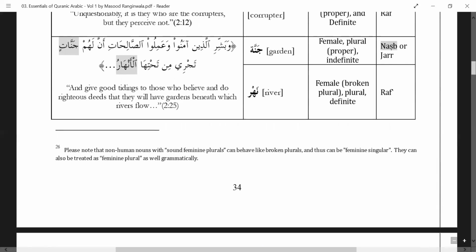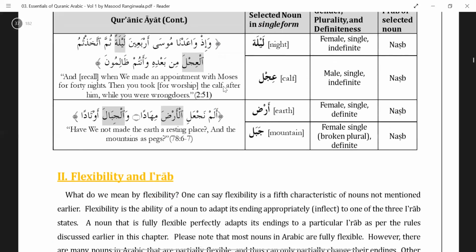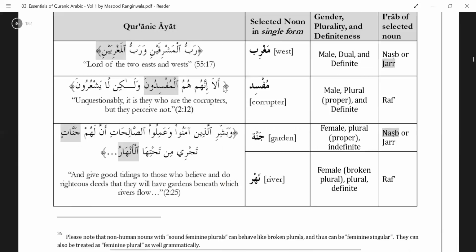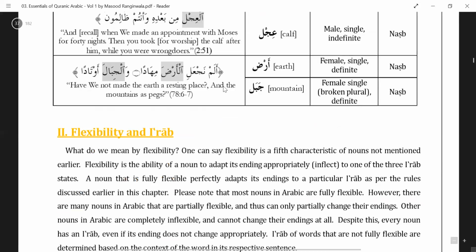One thing over here you need to remember: al-anharu. Al-anharu is a broken plural of nahr. Nahr is river and anhar is plural, rivers. So this is a broken plural. It's not a normal plural. So broken plurals, you will treat them as feminine and singular. Okay, you can write it as broken plural so that you will know. So there are 5 boxes and more than 5 words because some have 2 words in them.